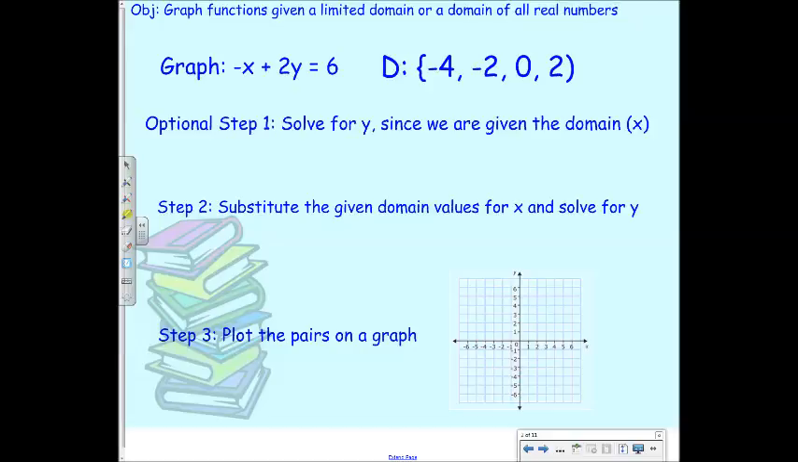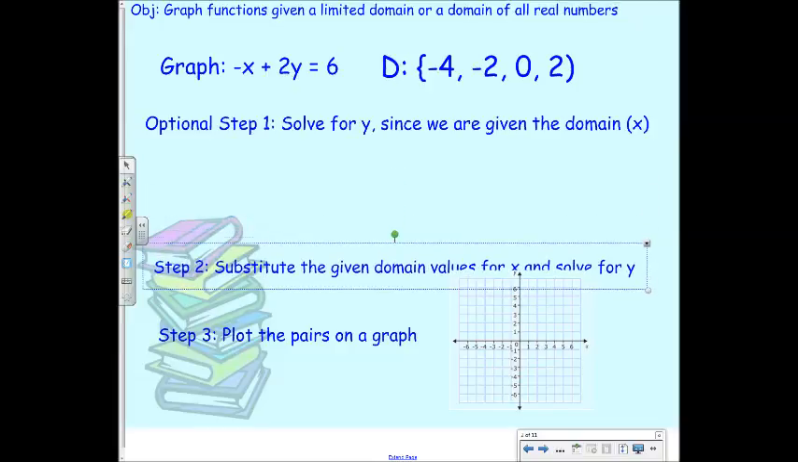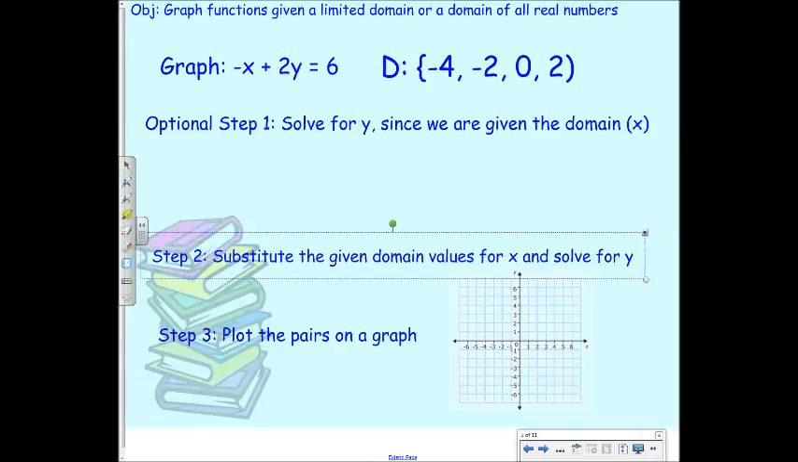So I'm going to give us a little bit more room here. All right, and I'm going to get the y by itself. So I've got negative x plus 2y equals 6. What would I have to do to get the y by itself here?